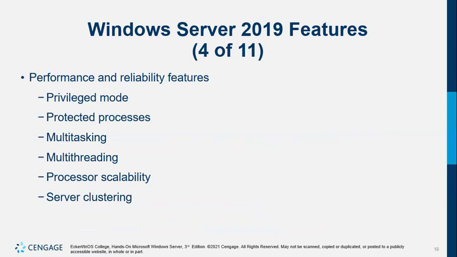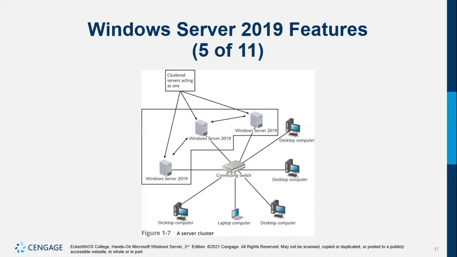Some additional performance and reliability features: you have a privileged mode. You can protect processes, multitasking and multi-threading, processor scalability, and server clustering to cluster systems together, as you can see in this illustration here. In this, you have 3 Windows 2019 servers that are clustered to logically look as one server.